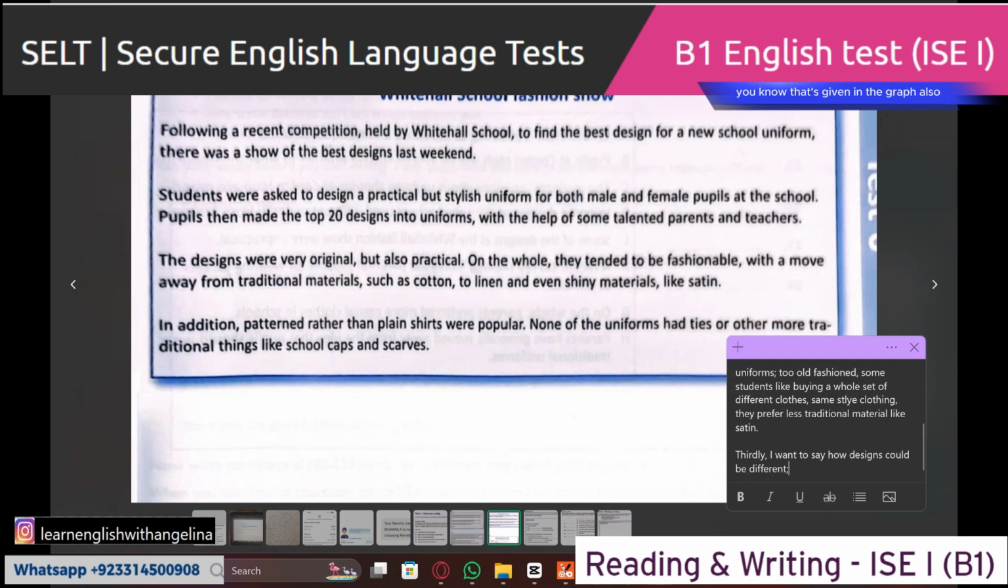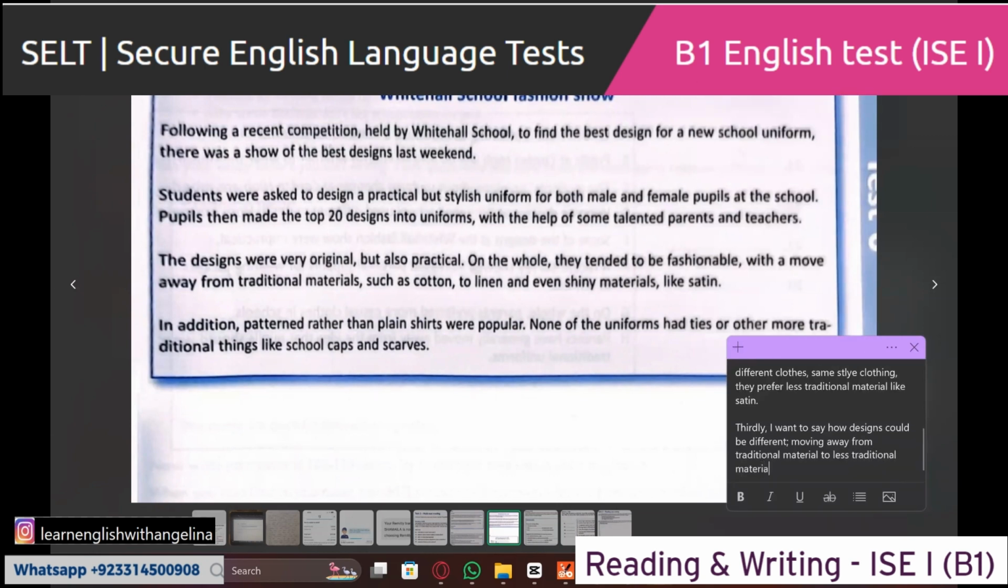That's given in the graph also. We can pick that from there too. Can we write that in here? Moving away from traditional material to less traditional material, full stop. Then start another one. Moving away, you can write a comma in here as well.